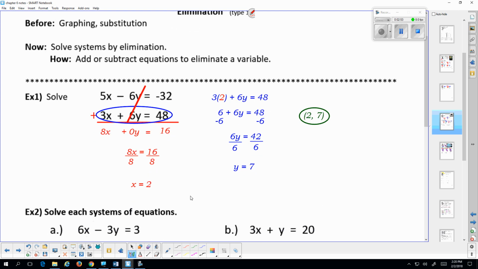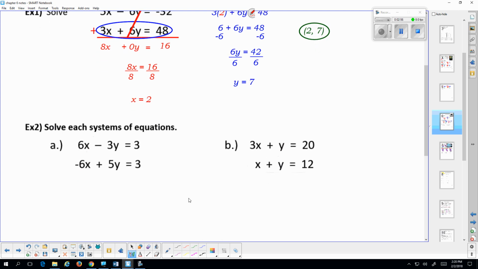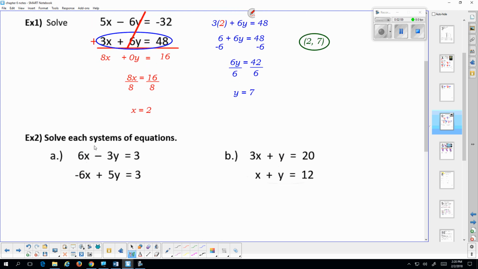So let's do a couple more examples here. If we look at example A, which variable am I going to try to get rid of? Was it x or y that has the same coefficient? It's x. So I'm going to add these two equations together. And now I have 6 plus negative 6. What does that give me? That gives me 0, so they're going to cancel. Negative 3 plus 5 gives me 2. And then 3 plus 3 gives me 6. And now I have 2y equals 6.